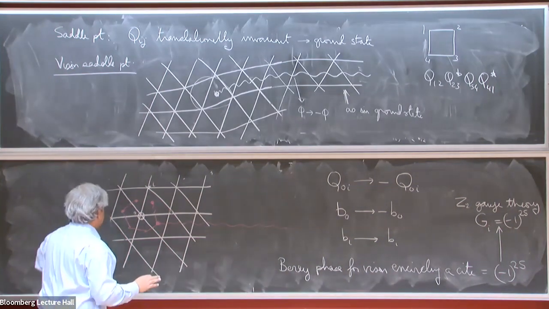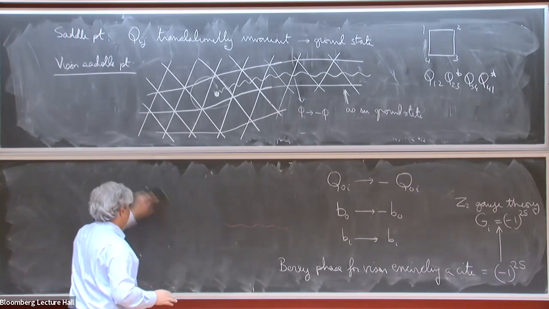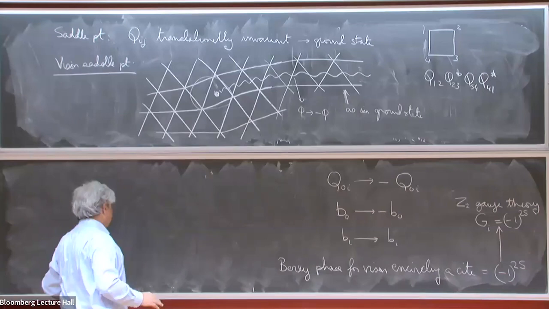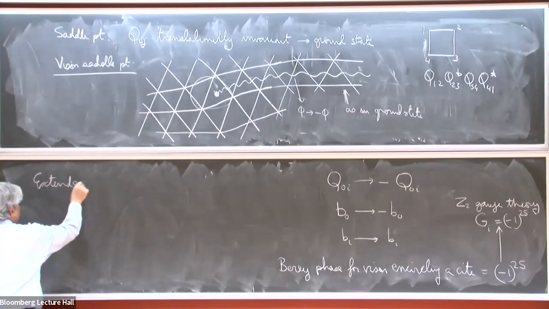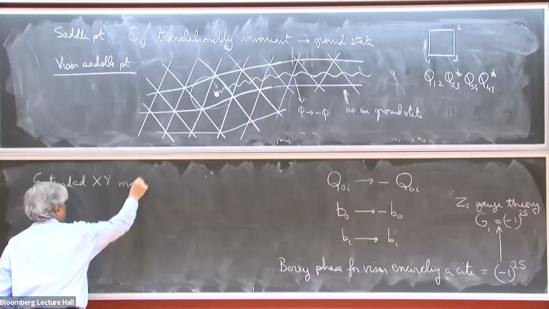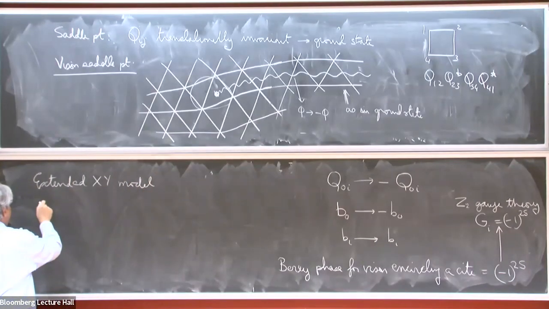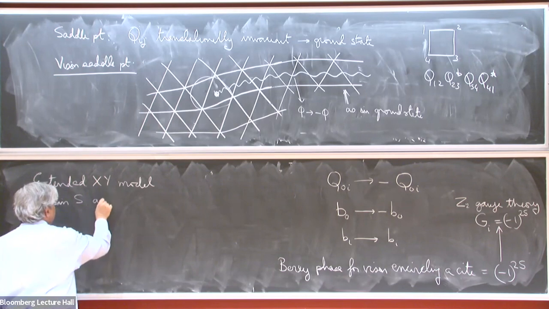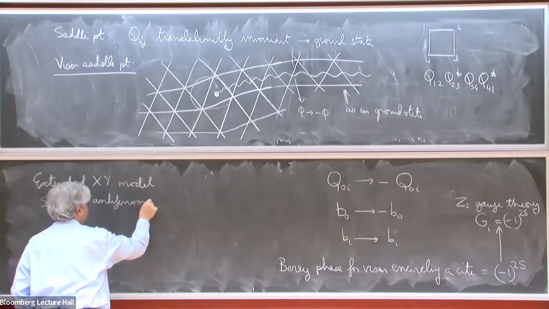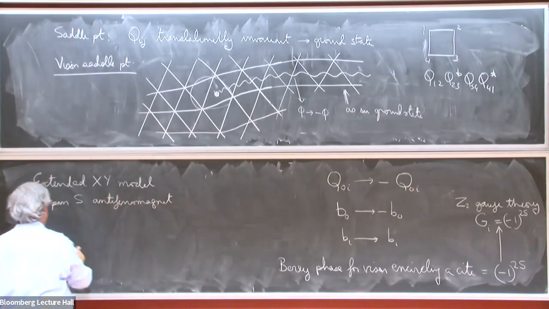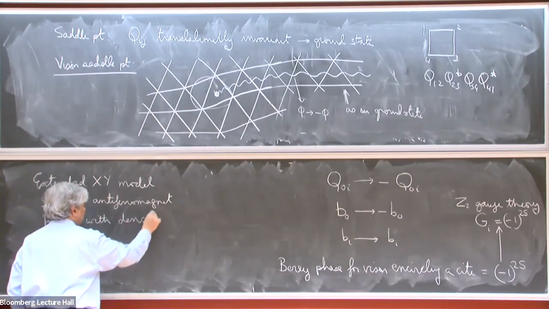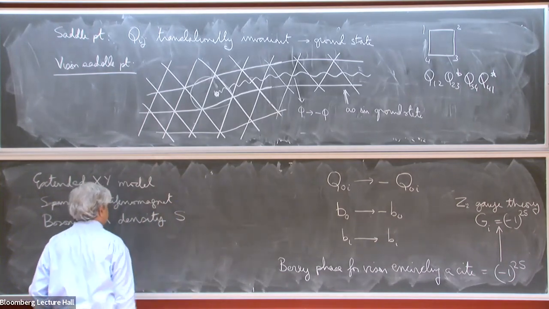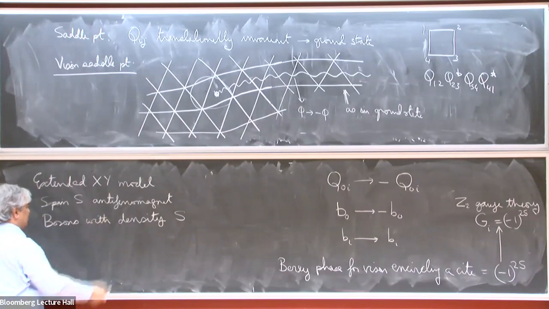So let me just summarize here. This is the claim. I haven't fully established it. There's still one more step that I will talk about next time. So we have the extended XY model. And today we looked at spin S antiferromagnets on various two-dimensional lattices. We looked at the triangular lattice, but it works on many other lattices. And you can also look at bosons with density S. So the density is just S. So when S is an integer, it's integer filling.